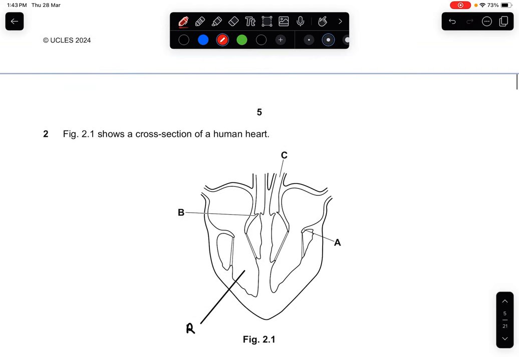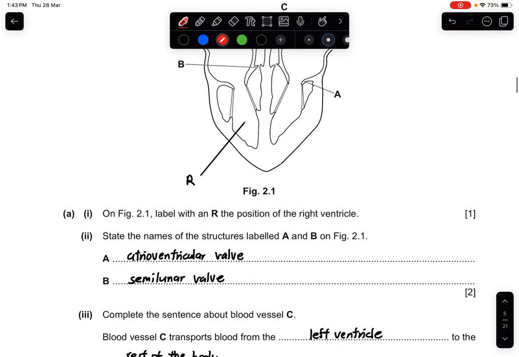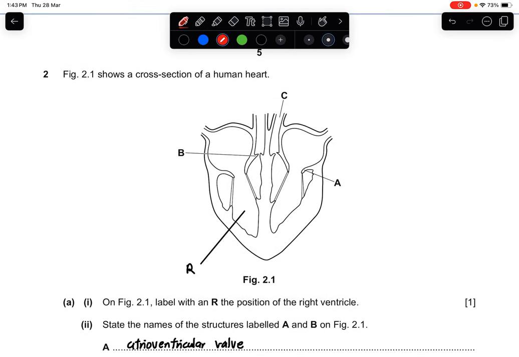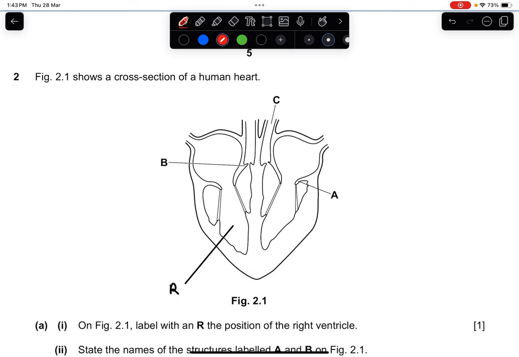Question 2. Figure 2.1 shows a cross section of a human heart. So I'll show you very basic. Okay, this is a heart. And then part 1, figure 2.1, label with an R the position of the right ventricle. Okay. In this kind of diagram, how we view the left and right is opposite from what we see. This is not the left, this is the right, and the next side is the left. It inverts each other when this kind of image shows you.